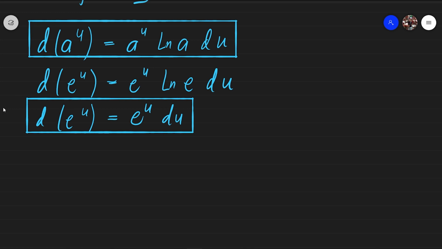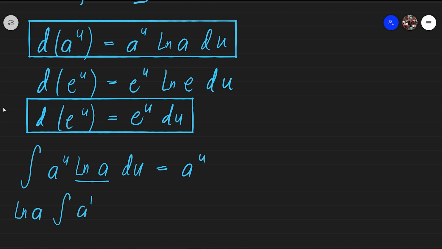If we get the integral of a raised to u ln a du, this is actually equal to a raised to u. But since ln a is constant, you can put it outside of the integral. So this will be equal to ln a times the integral of a raised to u du, and this is still equal to a raised to u.